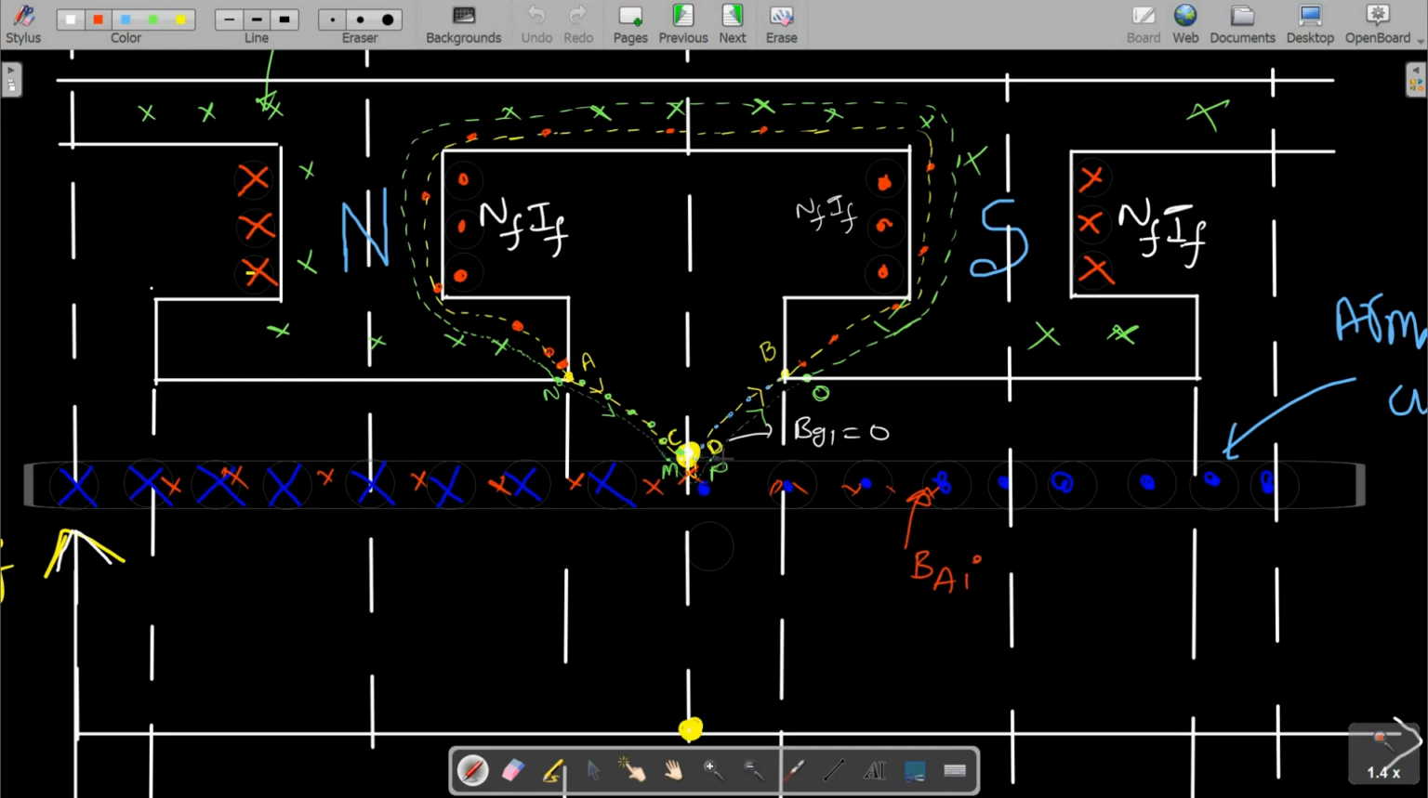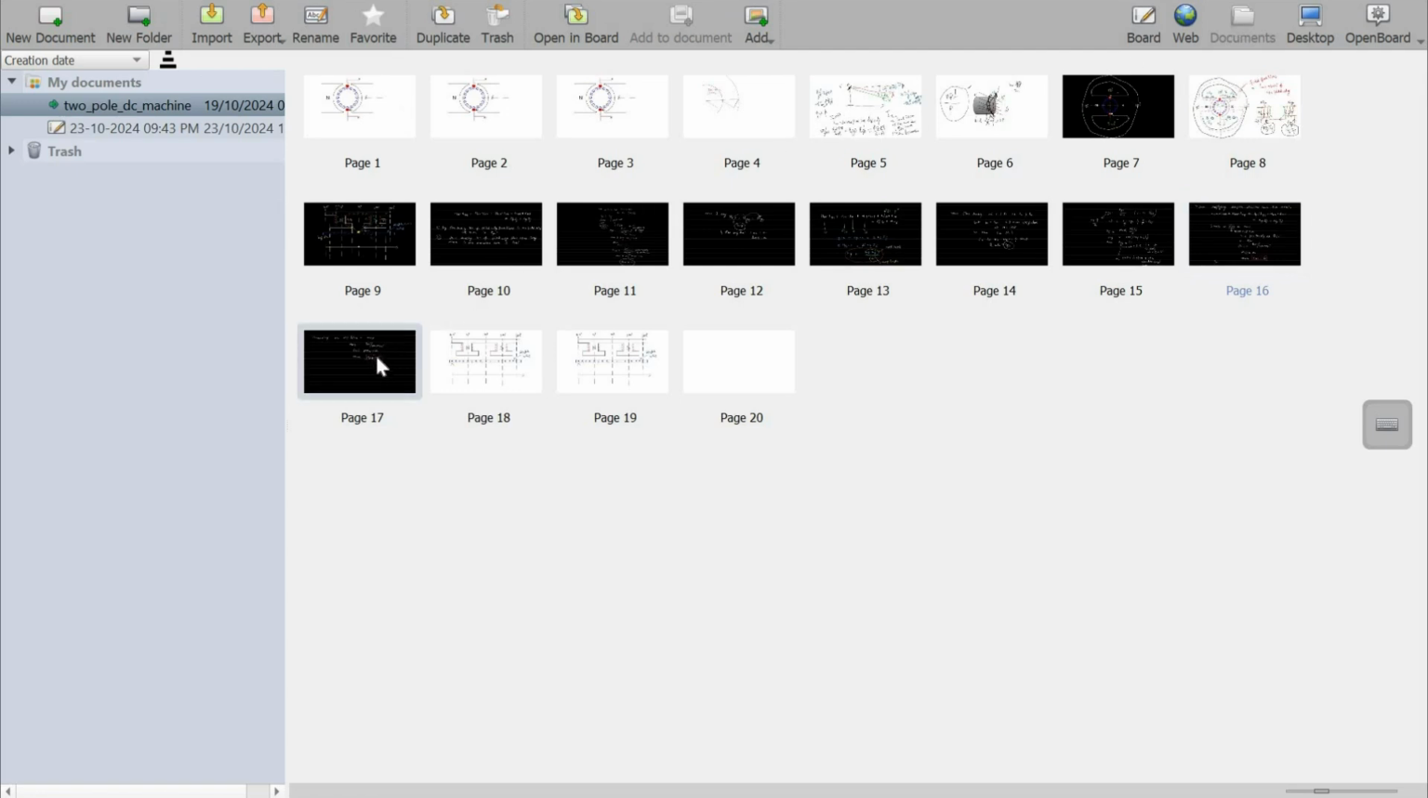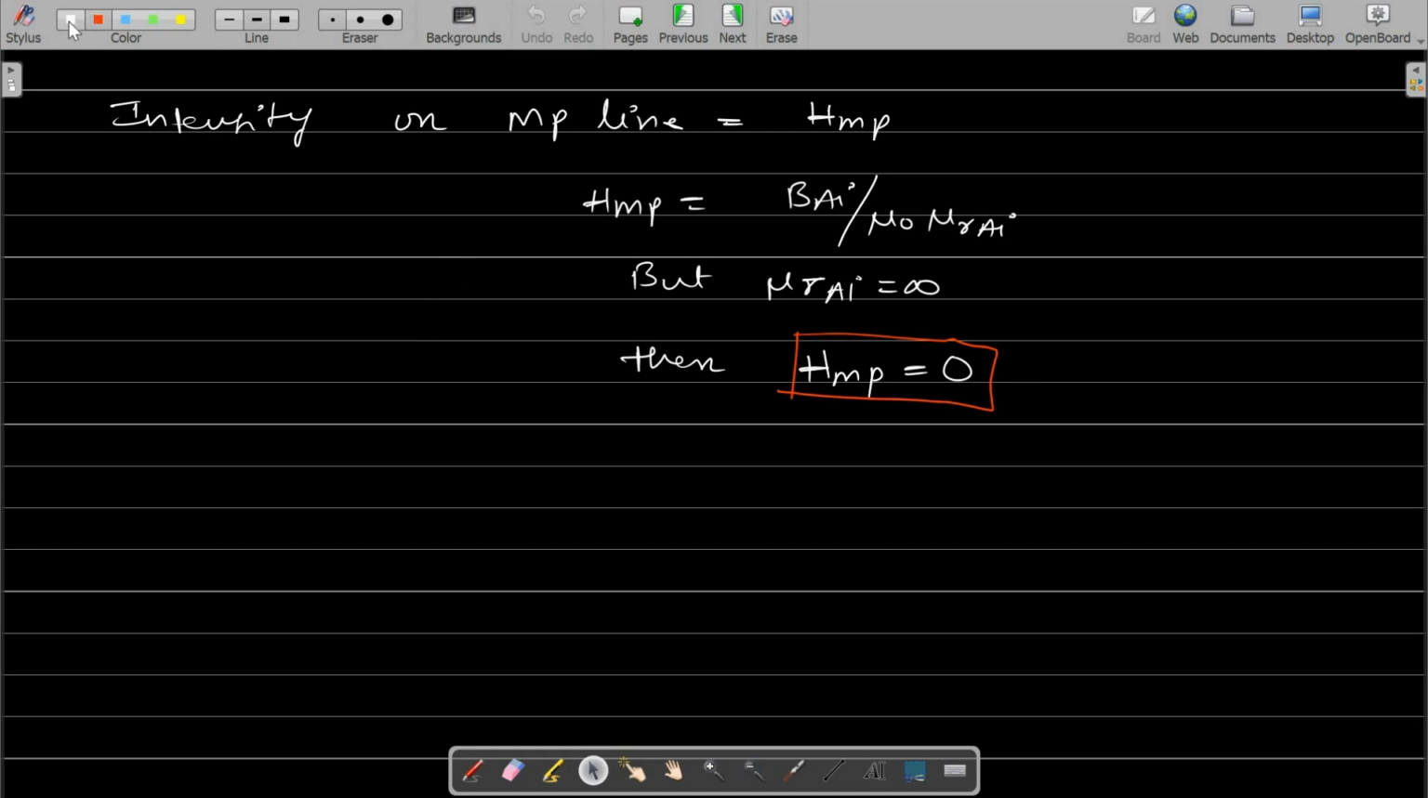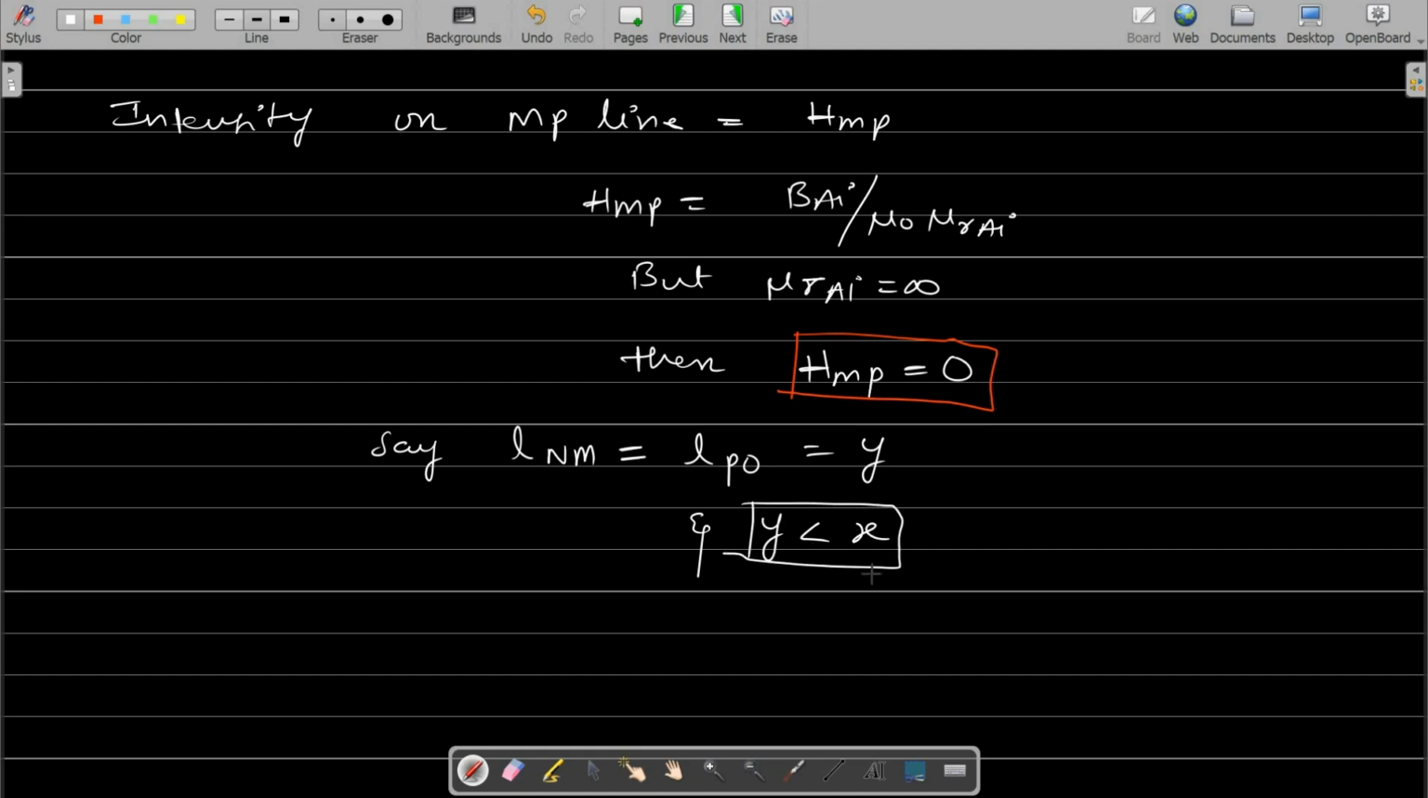Okay, now I will take another assumption. Let us say the length of this NM line is Y, and similarly this PO line is also Y, because if you see, these two lines are symmetric. Here it is like this and here it is also like this, so I will define their lengths as Y. That is, LNM is equal to LPO is equal to Y, and Y is less than X. What is this X?